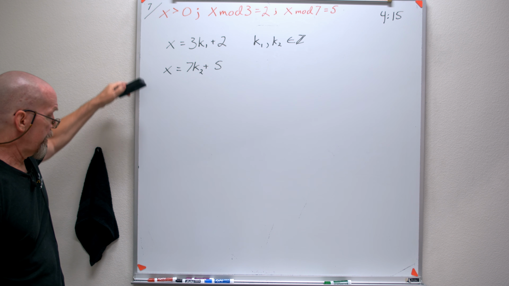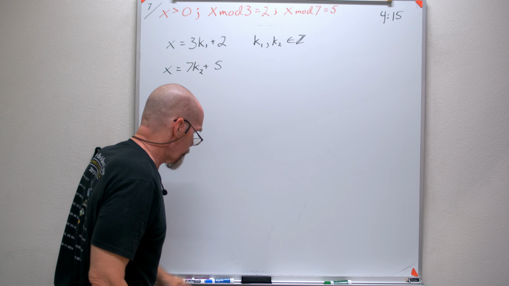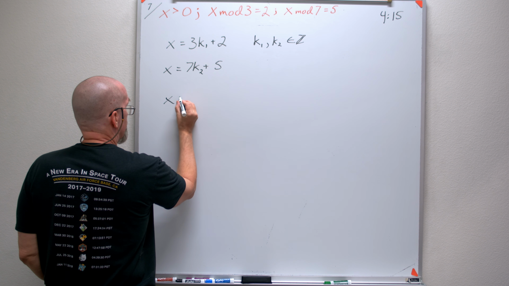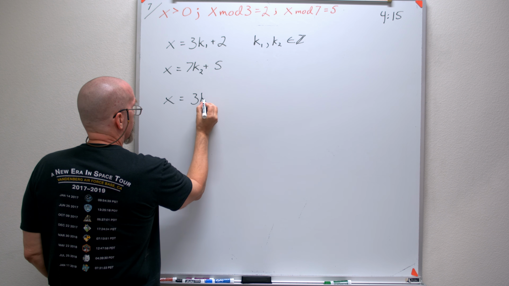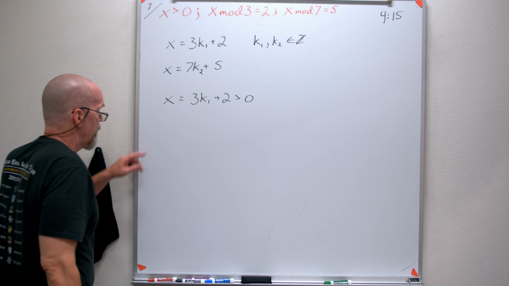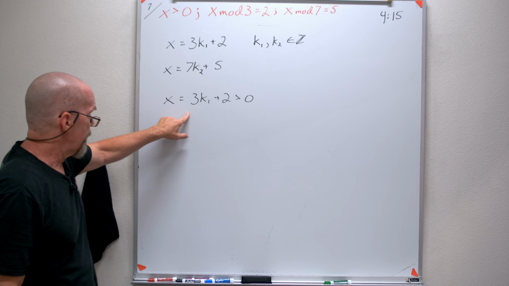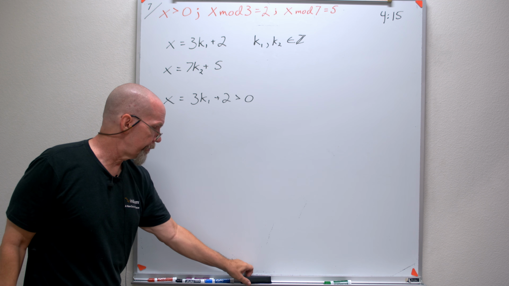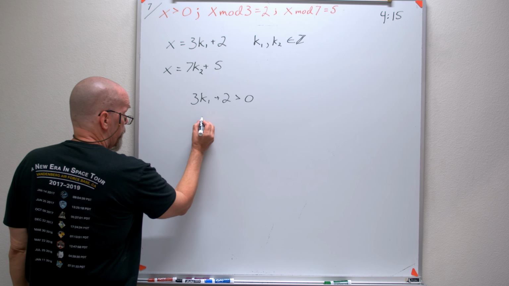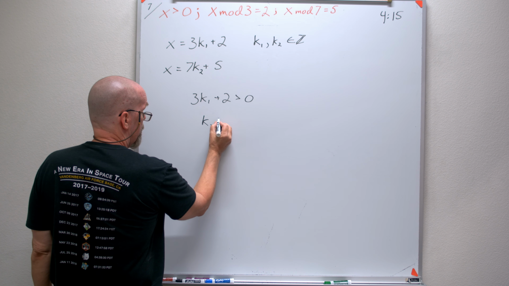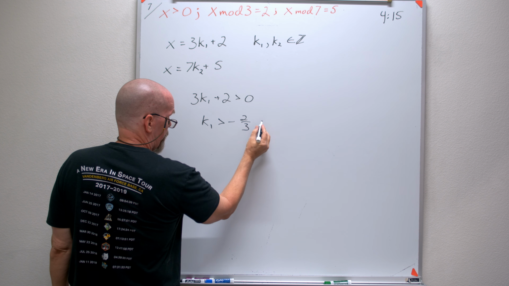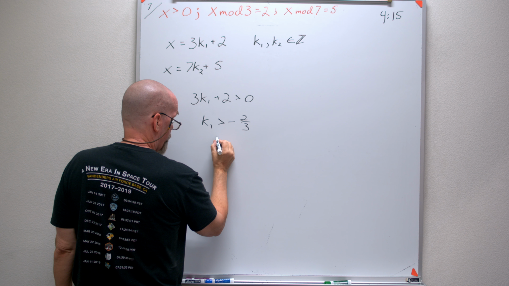X has to be that. x has to be greater than 0, because it's positive, so x, which is 3k1 plus 2, has to be greater than 0. I can use this inequality with the k1 to limit my range of values for k a little bit. This k1 would have to be greater than negative 2/3. It's got to be an integer, so it's got to be greater than or equal to 0.